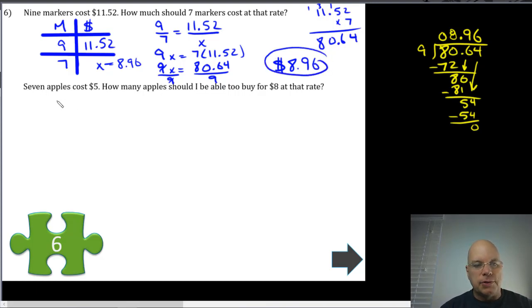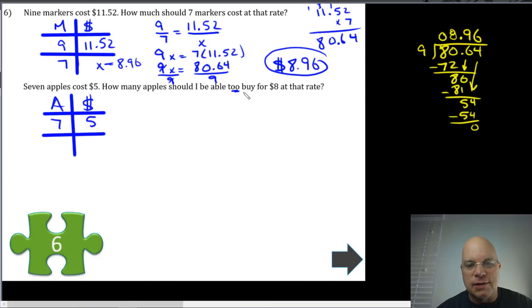Here we have 7 apples cost $5. We're comparing apples to dollars. 7 apples cost $5. How many apples should I... That's a pretty bad typo there. So it looks like a grammar error, but I'm pretty sure I just hit the O one too many times there, because I know the difference between two and too. How many apples should I be able to buy for $8 at this rate? That's x. So let's again do the proportion. 7 over x equals 5 over 8.